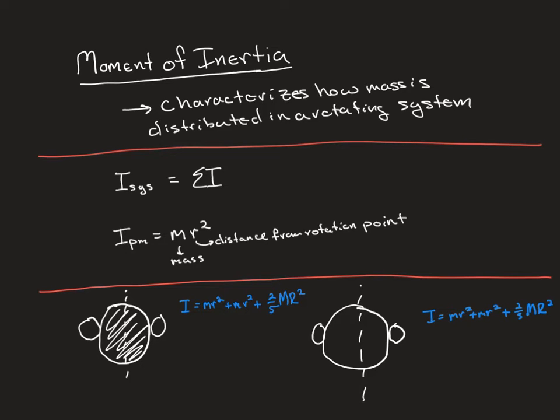Now we could think of all objects as being made up of point masses. You can think of all objects as being made out of atoms, which definitely would be a point mass, and they would all be some distance from the rotation point. But that would get really, really complicated because you can think about how many atoms an object would be made up of, and that each atom would be a slightly different distance from the rotation point. So that would be a lot of addition. So instead, we have some pre-made equations that take into account how that mass is distributed in the system.